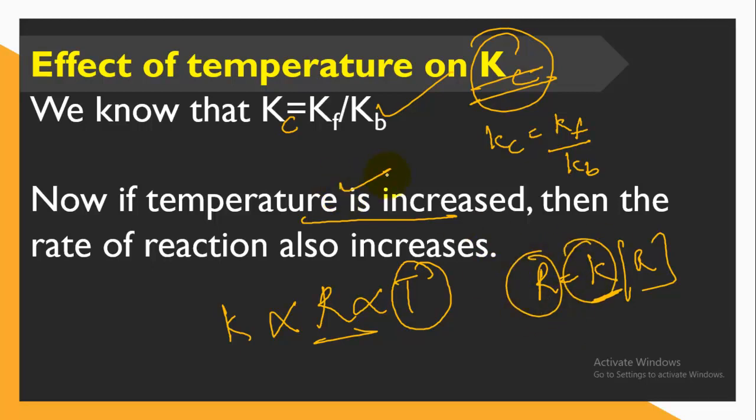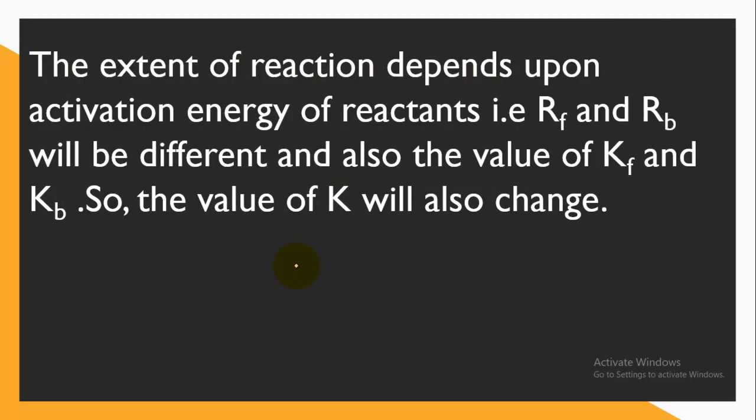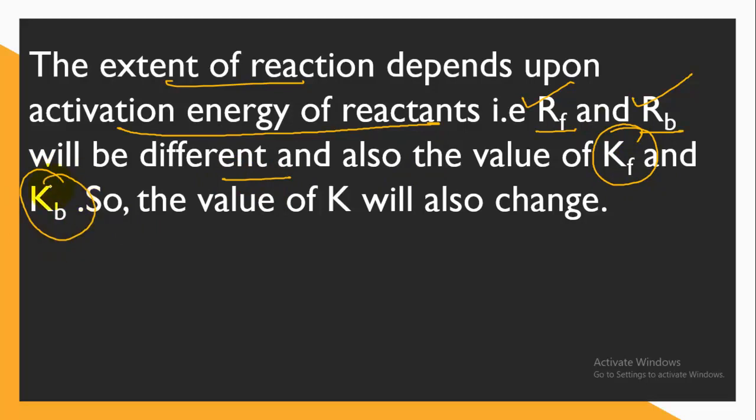So if temperature is increased, then the rate is increased, and therefore K is also increased. So the extent of reaction, that is up to what extent the reaction will go, whether in the forward or backward direction, depends upon the activation energy of the reactants. And due to this, Rf and Rb, that is the rates of the forward and backward reactions, will be different, and therefore the values of Kf and Kb will be different.